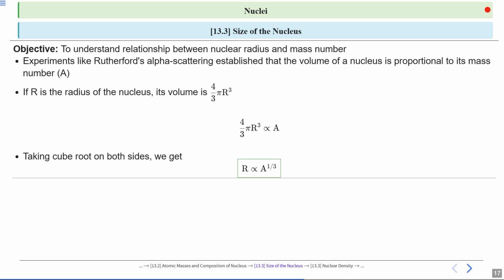If we take the cube root on both sides of our proportionality, we find that r is proportional to A to the power 1/3, or r proportional to A raised to the power 1 by 3. This means that if you increase the mass number by a factor of 8, the radius doubles. So the nucleus gets bigger as you add more particles, but not as quickly as the mass number increases.